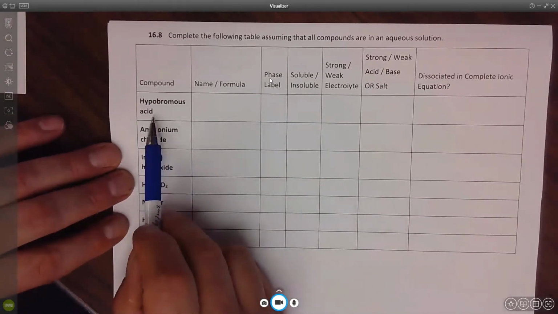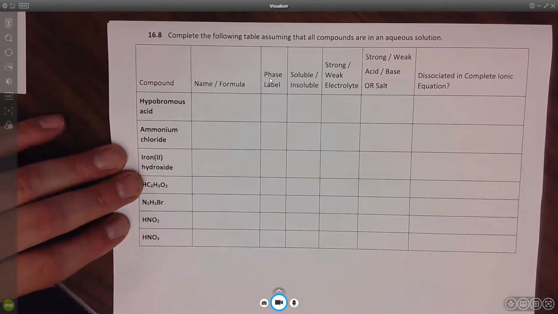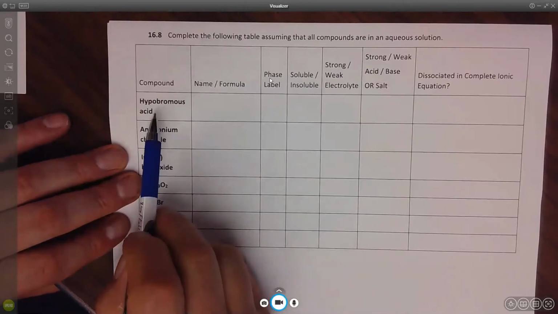So for example, what is the formula of hypobromous acid? Again, I stressed, if you had me for Chem 110, you heard me stress over and over the importance of being able to name compounds. If you can name compounds, this course is not going to be that bad. If you can't name compounds, this is going to be tough. So what is the formula for hypobromous acid?